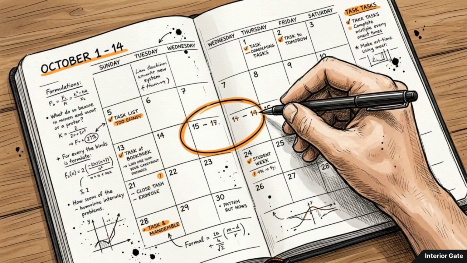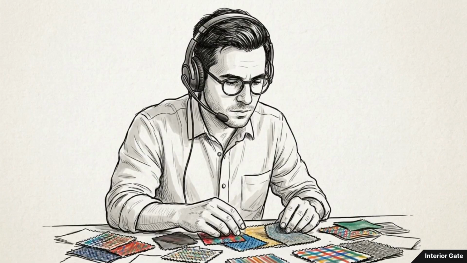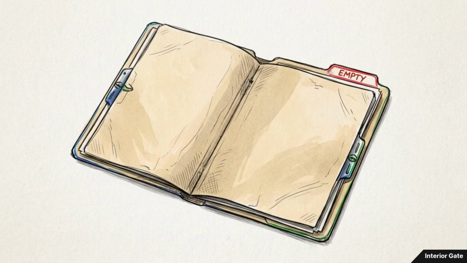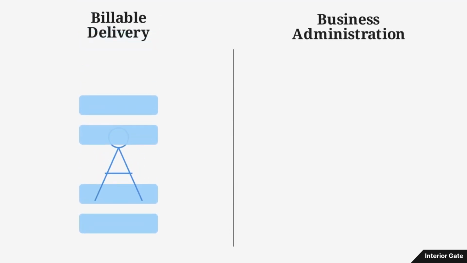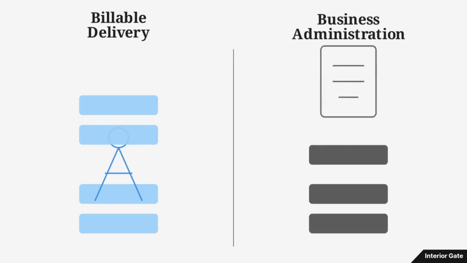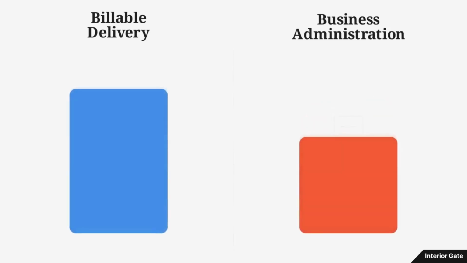To build that protocol, log every project touchpoint for the next 2 weeks. This includes the rapid texts, the vendor calls, and the small decisions that usually go undocumented. Use this log to begin sorting your daily actions into 2 categories: billable delivery and business administration. Sketching or space planning falls under delivery. Managing a damaged shipment or chasing an invoice belongs in administration.